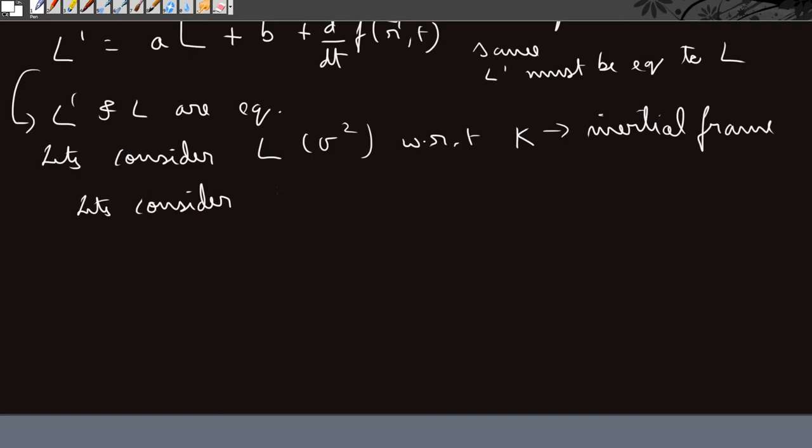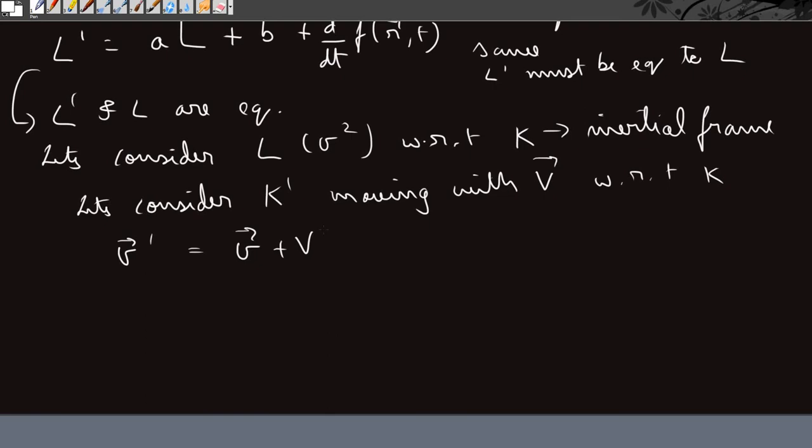Okay, now let's consider K dash, which is another inertial frame moving with V with respect to K. Then the Galilean transformation tells us that the new free particle velocity will be the old velocity plus the velocity of the K dash frame of reference. All right.